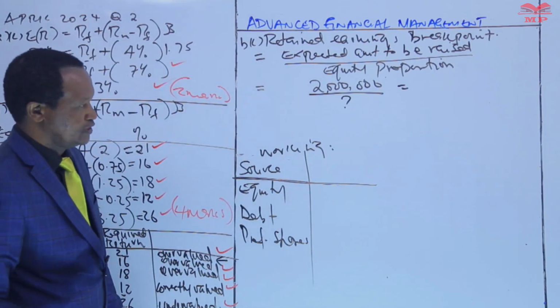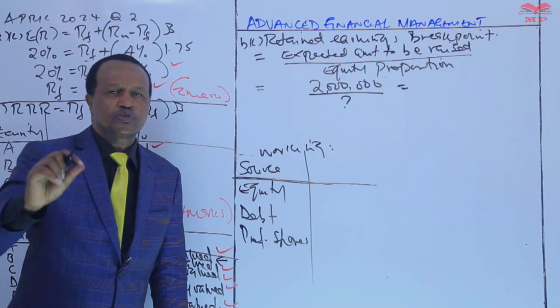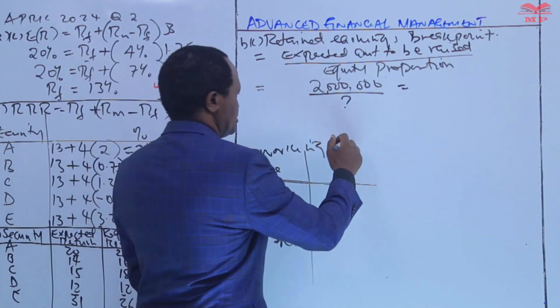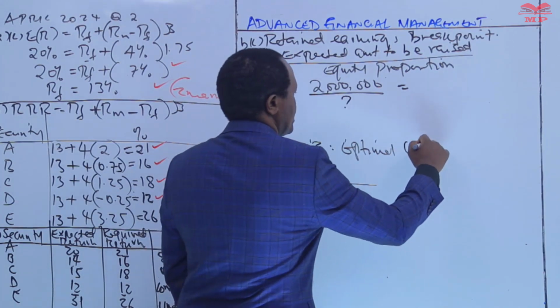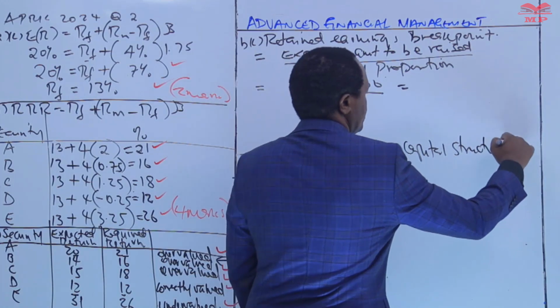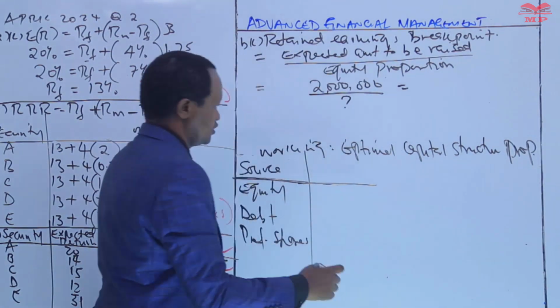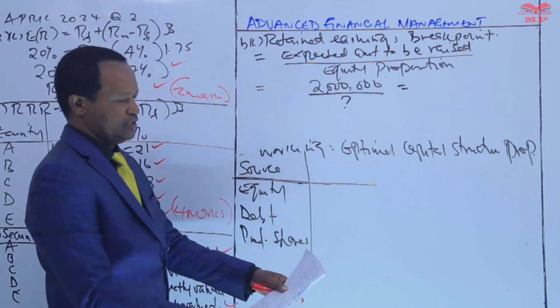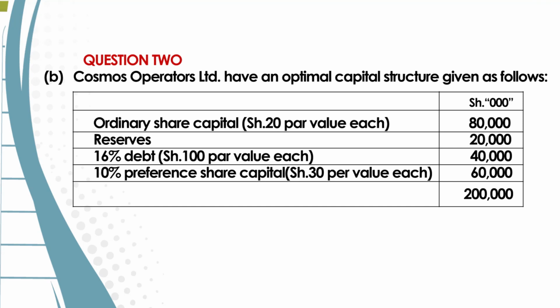That's clear? We are determining the capital structure proportions. Optimal. This is working for optimal capital structure proportions. So we just check from the capital structure. B, we read, look at B. Cosmos Operators Limited have an optimal capital structure, and that structure is given.